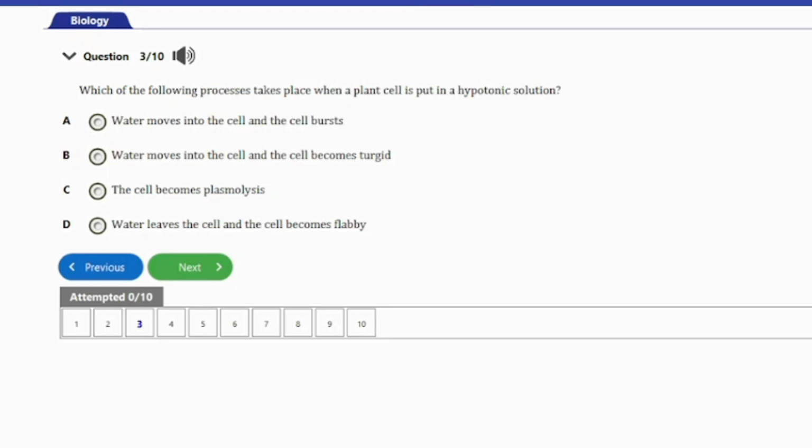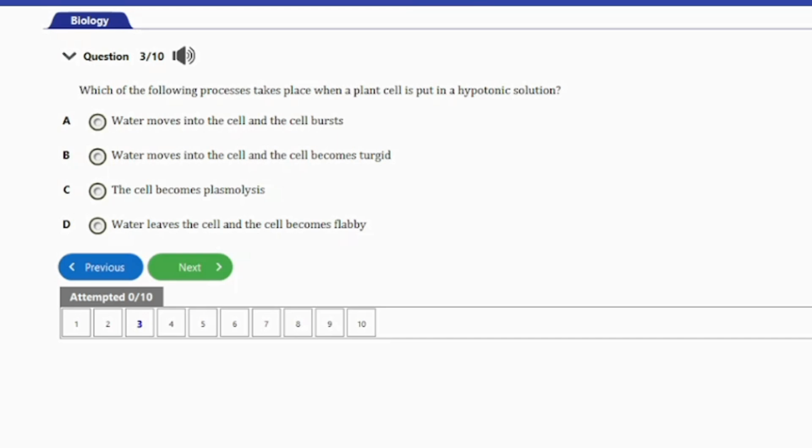Let's consider the next question, question number 3. It says, which of the following processes takes place when a plant cell is put in a hypotonic solution? A. Water moves into the cell and the cell bursts. B. Water moves into the cell and the cell becomes turgid. C. The cell becomes plasmolysed. D. Water leaves the cell and the cell becomes flabby.